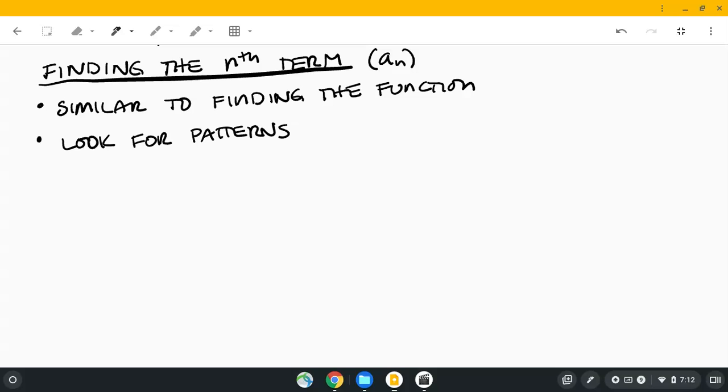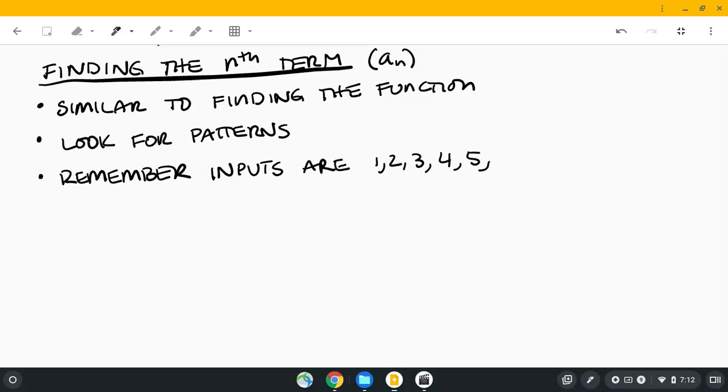Okay, and just remember, as you're looking for patterns, remember that your inputs are natural numbers. 1, 2, 3, 4, 5. Okay. So you want to try to ask yourself, okay, when I plug in 1, I get that. When I plug in 2, I get that. When I plug in 3, I get that. When I plug in 4, I get that. Okay.